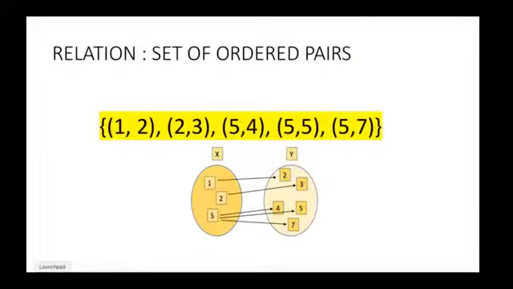A relation can also be expressed in terms of a set of ordered pairs. So when I say ordered pairs, we have 1 paired with 2, and we can write that as this ordered pair. And you have 2 paired to 3 as another ordered pair, 5 to 4, 5 paired to 5, and 5 paired to 7. These two are equivalent. This one is in terms of mapping. The other one is in terms of the set of ordered pairs.